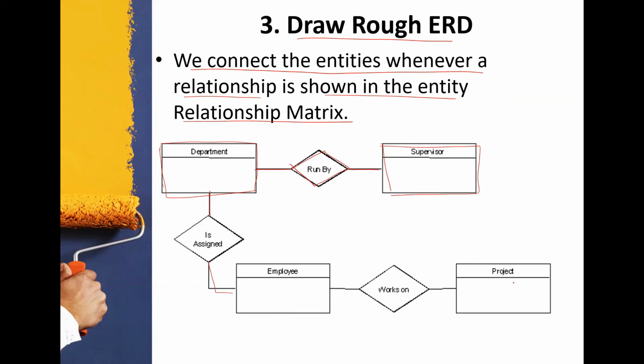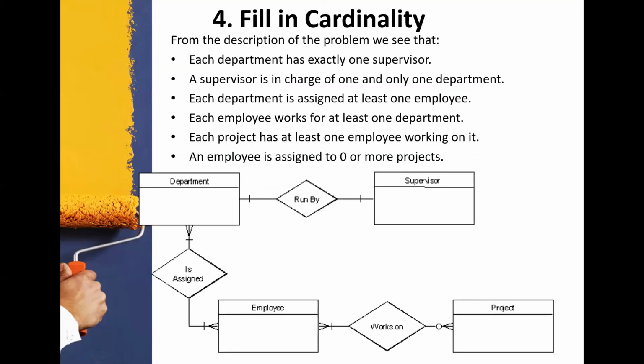The employee works on project. Kita baru buat rough dulu. Secara kasar, kita lukis dulu. Masukkan apa yang kita dah dapat. Kita dah dapat relationship, kita dah dapat dia punya entity. Okay, next. Barulah kita akan fill in cardinality. Cardinality apa? Maksimum dengan X and Y. Maximum, and minimum, maximum dia. Berapa kali dia, maksudnya berapa kali dia boleh ambil benda tu.